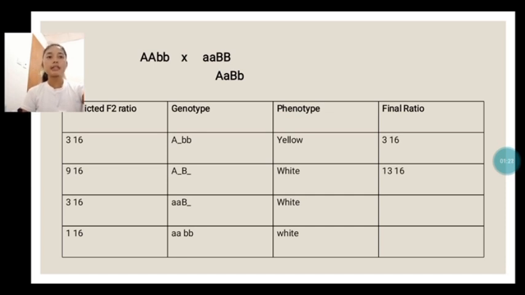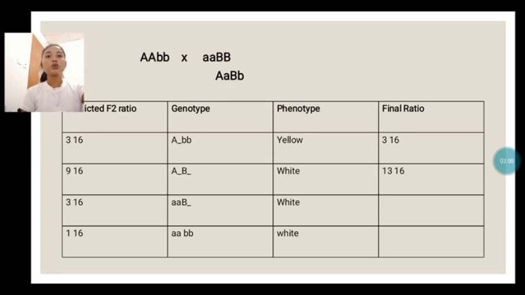Genotypes can be represented using letters such as capital A capital A, capital A small a, and small a small a, where uppercase letters typically represent dominant alleles and lowercase letters represent recessive alleles.